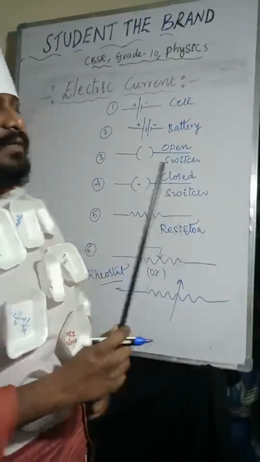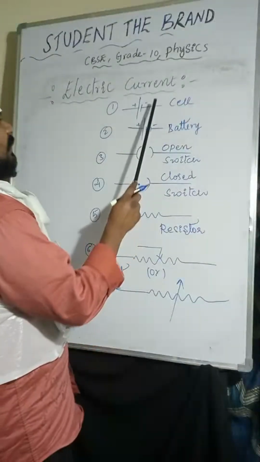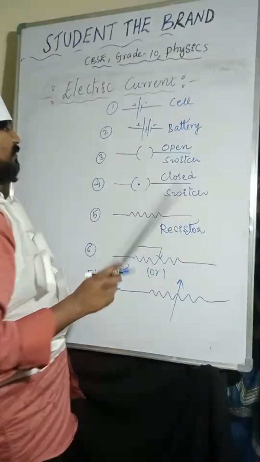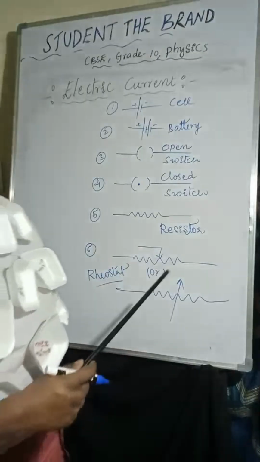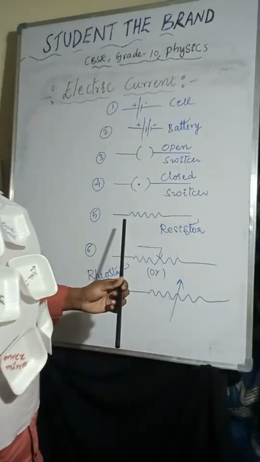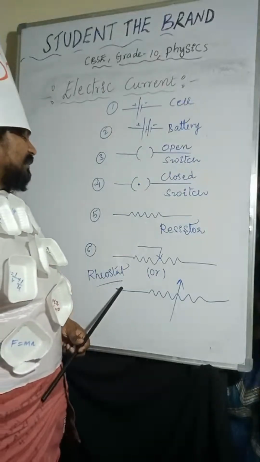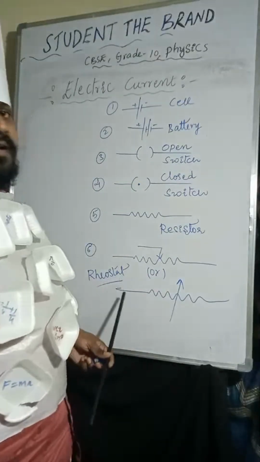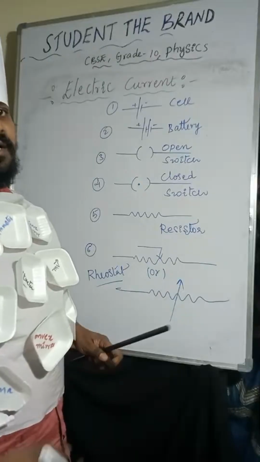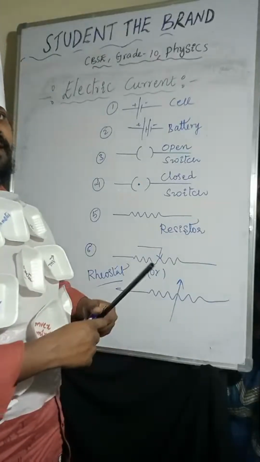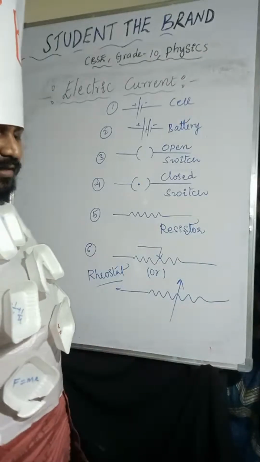Once again, observe here: cell, battery, open switch, closed switch, resistor, rheostat. A resistor is a device which is used to oppose the electric current in the circuit. A rheostat is a device which is used to regulate the current without changing the voltage source. Okay, done. Next.